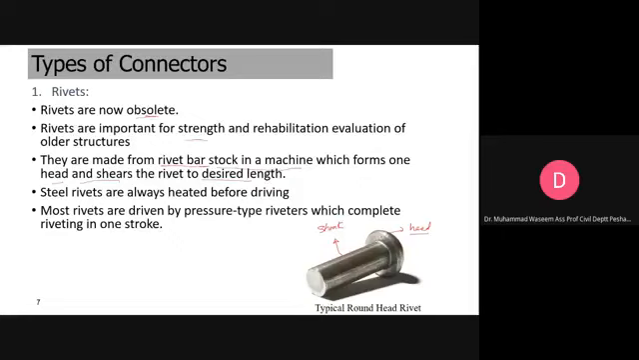You carry out this operation when the rivet is made red hot, or heated before driving it into the hole. Steel rivets are always heated before driving, so heat it before driving it in a joint. Most rivets are driven by pressure type riveters, which complete riveting in one stroke.